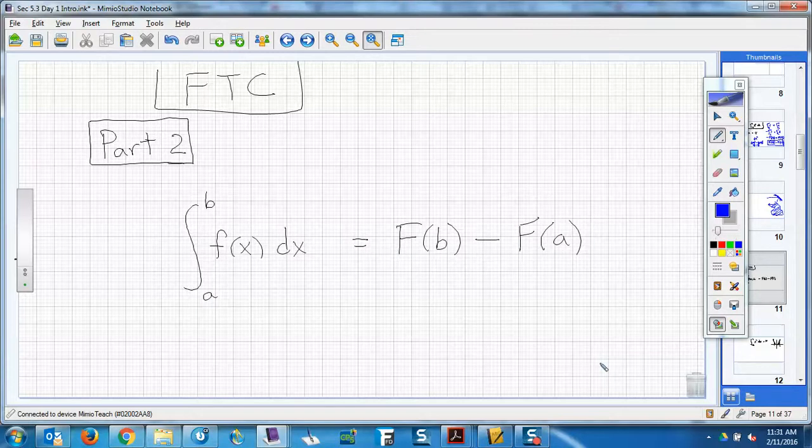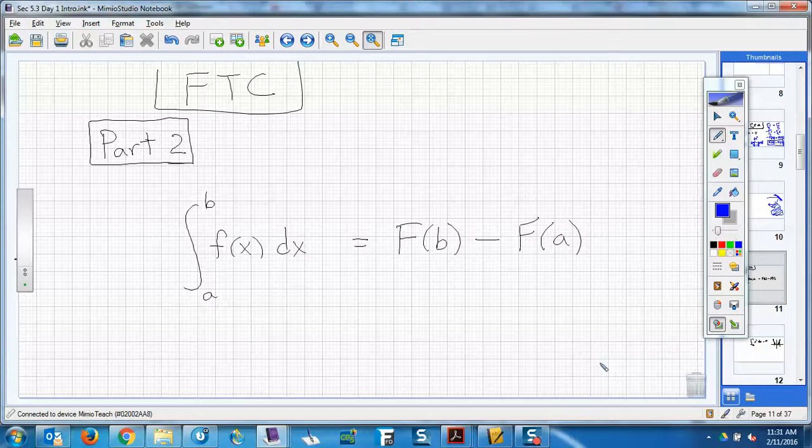This part of the fundamental theorem is the part that we actually use. Part 1 is what allowed us to come up with part 2. Part 1 was just, hey, the area function is the antiderivative. Wow, that's cool. That connects area back to slope. Okay, so that's really all part 1 is. Matter of fact, when I was in school, the books we had actually had these reversed, part 1 and part 2. So it doesn't really matter.